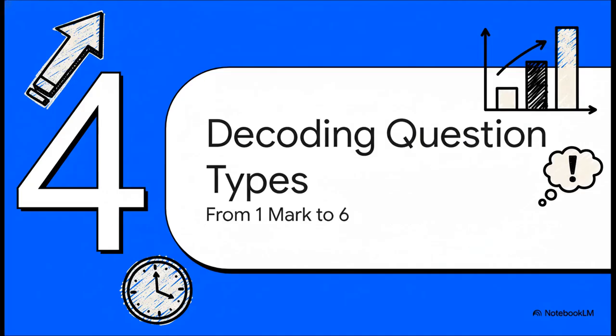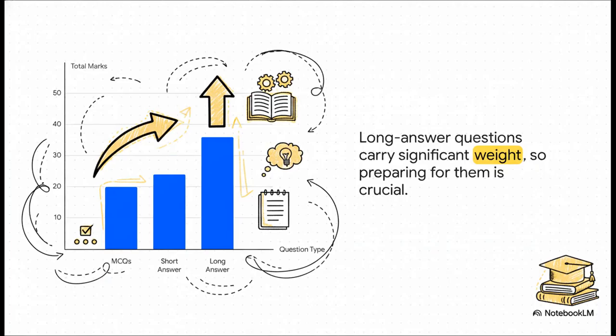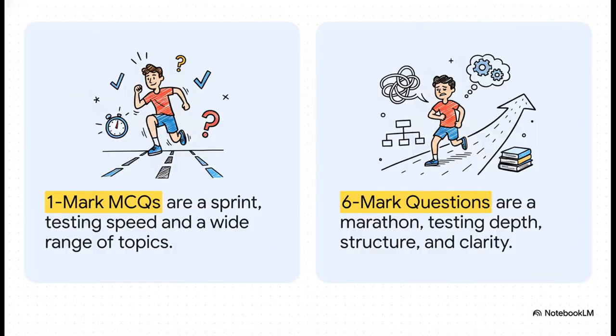So let's get strategic. This exam isn't just about what you know, it's about how you present it. And believe me, the way you handle a 1-mark question is totally different from how you approach a 6-mark question. Nailing this is vital for managing your time and getting a great score. You're going to face this mix of question types: the quick 1-mark MCQs, the 3-mark short answers, and then the heavyweights, the 4- and 6-mark long answer questions. It's pretty clear that those long answer problems carry a ton of weight, which means getting ready for them is absolutely crucial.